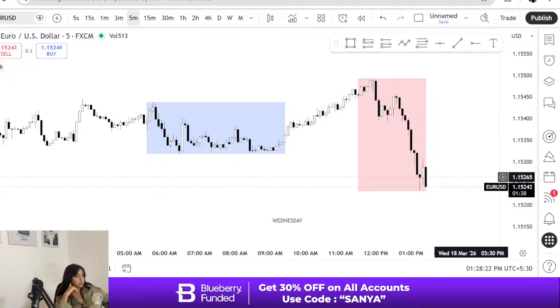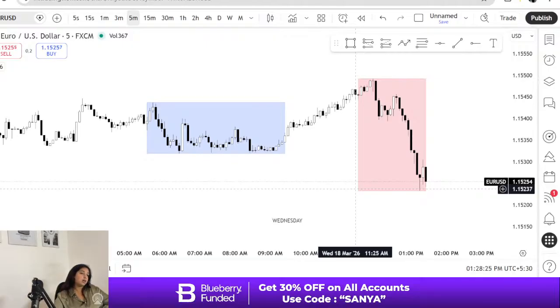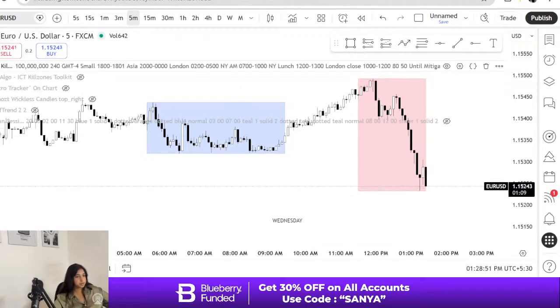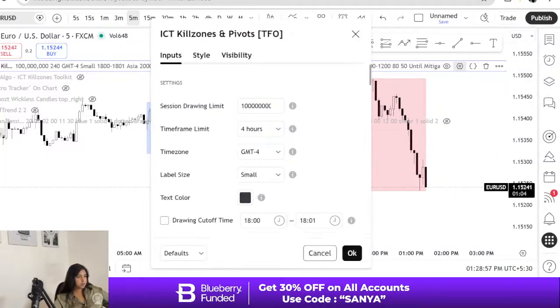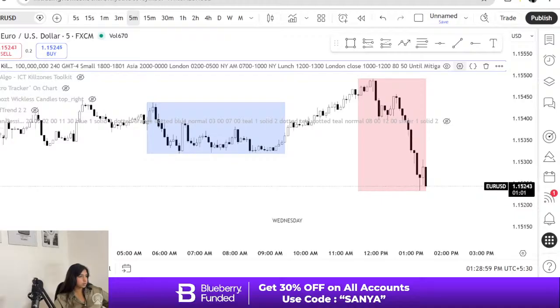How to find the kill zone of a particular asset? See, I have made a video on YouTube about specific kill zones, so it might help you out. There are three kill zones basically. I'm gonna show you. You can simply put this indicator on. It might help you out.